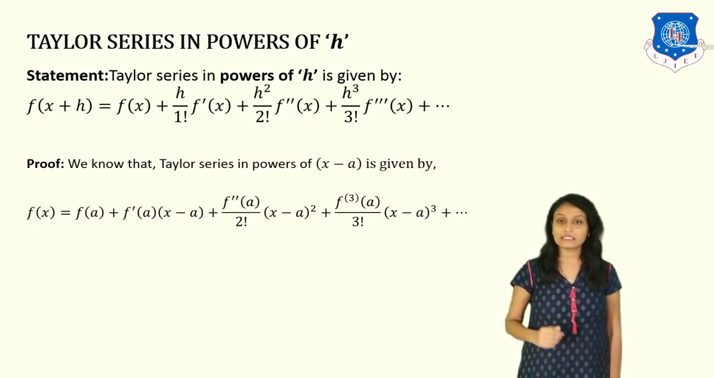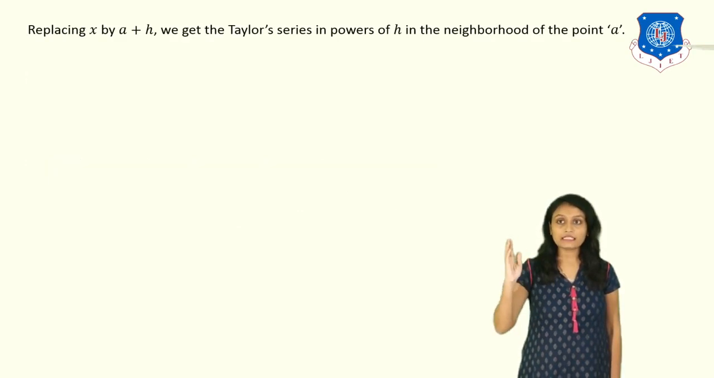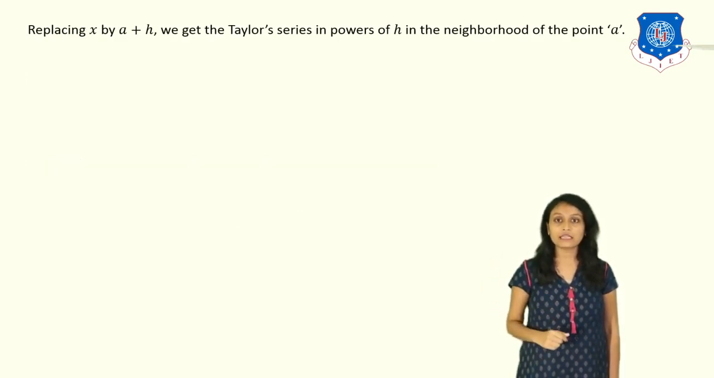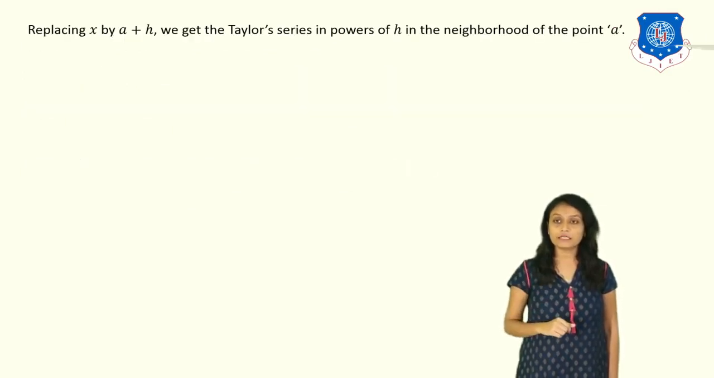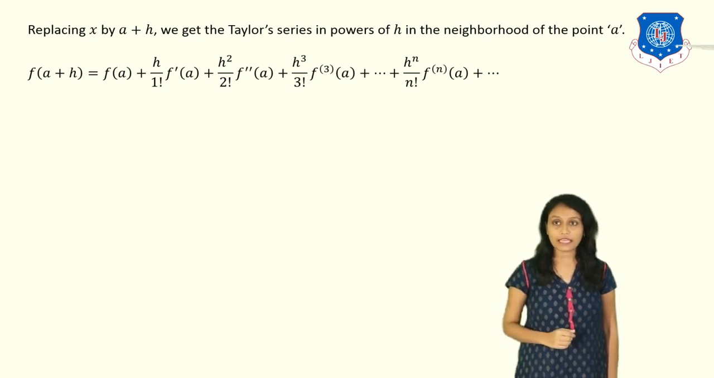Now we know that the Taylor series in powers of x minus a is given by this formula, that is f of x is equal to f of a plus f dash a into x minus a plus f double dash a upon 2 factorial x minus a whole square plus so on. So this is Taylor series in powers of x minus a. Now what we'll do, we'll replace x by a plus h to get Taylor series in powers of h. So in this equation where we have x, we will replace it by a plus h. So we'll get f of a plus h is equal to f of a plus h upon 1 factorial f dash a plus h square upon 2 factorial f double dash a plus so on.